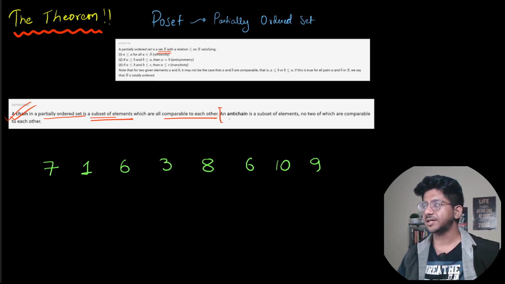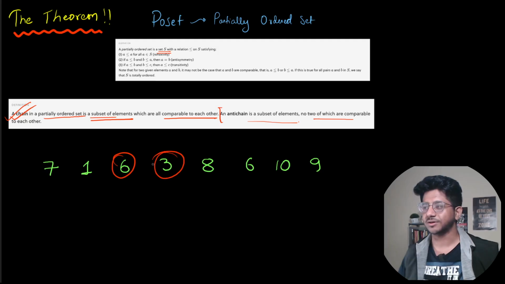Now, what is an anti-chain? An anti-chain is a subset of elements where no two elements are comparable to each other. So there is no relation between them. Like 6 and 3 have no relation. Whereas had there been a 3, had there been a 6 over here, there would have been a relation between these two elements, but right now there is no relation between them.